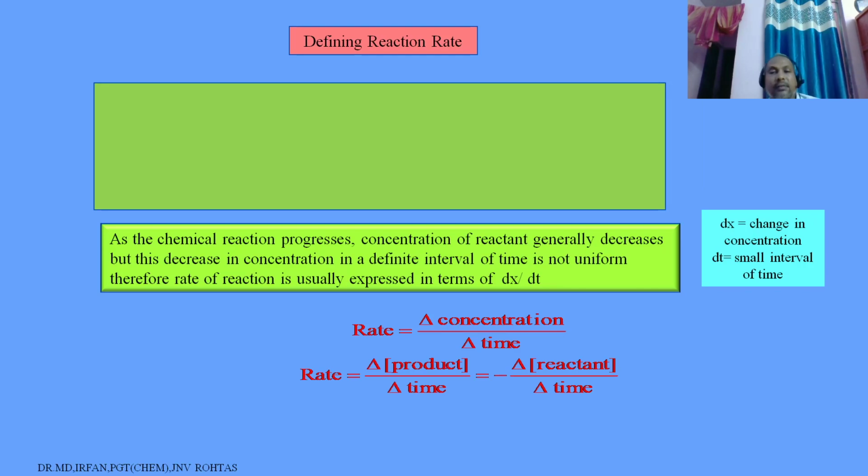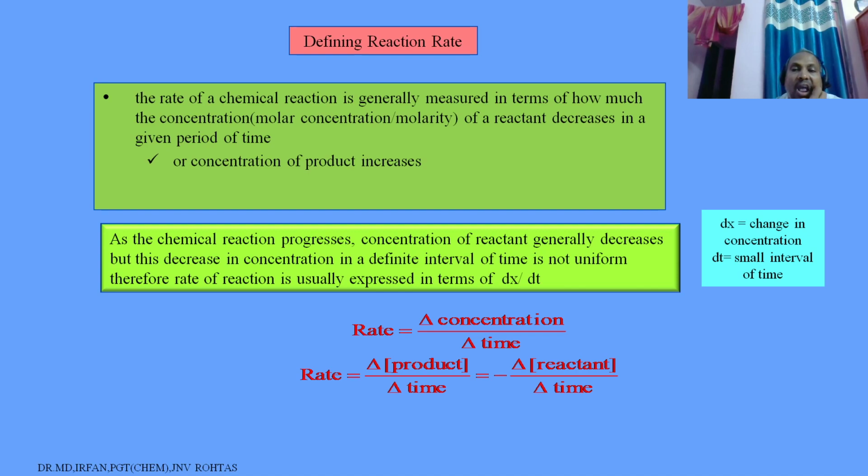Now, in the case of a chemical reaction, what will change? There is no change in cost. Actually, in a chemical reaction, the concentrations of reactant and product change, and these concentrations are expressed in terms of molar concentration, that is molarity. As the reaction proceeds, the concentration of the product will increase and the concentration of the reactant will decrease.